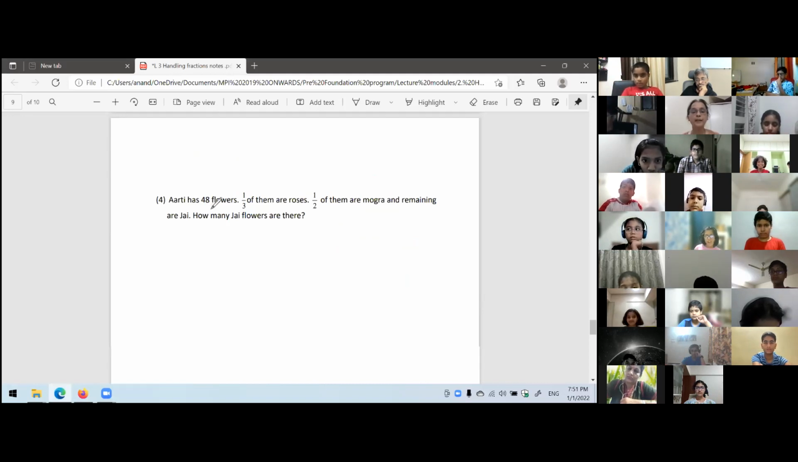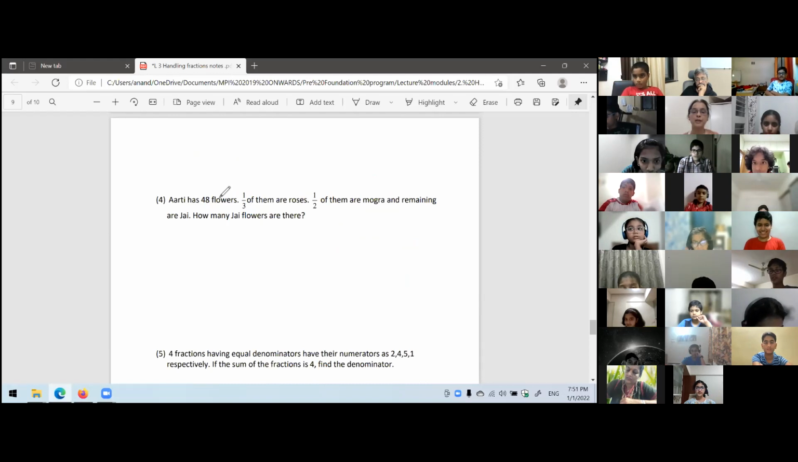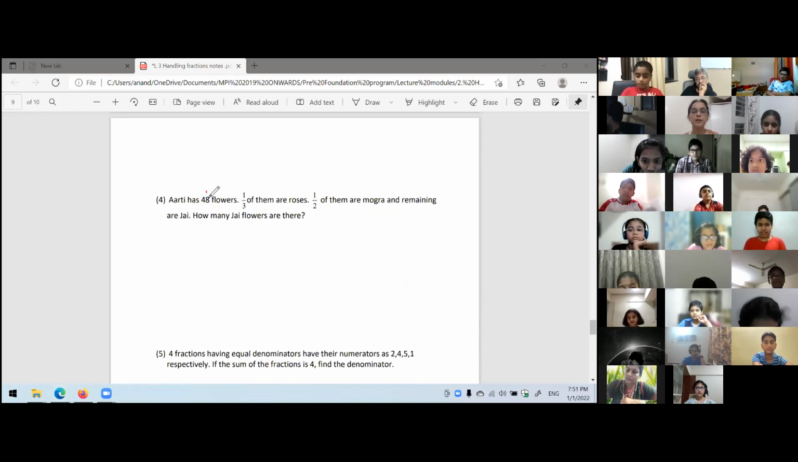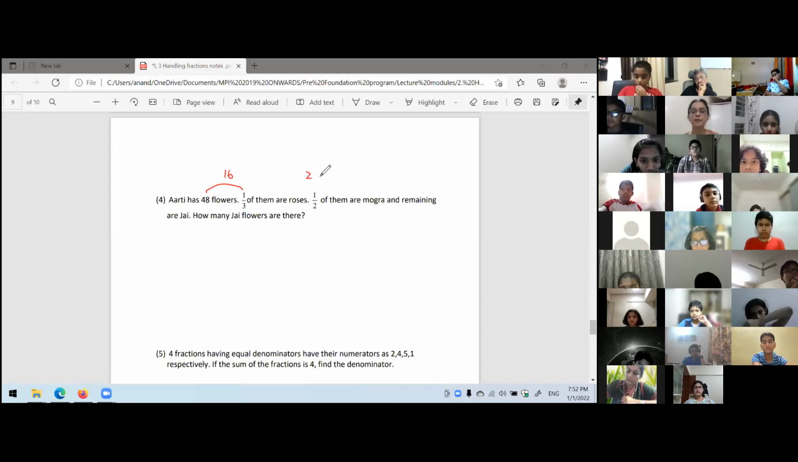Now, Aarti has total 48 flowers. 1/3 of that is roses. This is pretty easy. 1/3 of 48 will be 16. Half are mogra. Half of 48 is 24. So, remaining are xi. So how many xi? Simply add 16 plus 24 and subtract it from 48. So 48 minus 16 minus 24 will be xi flowers.